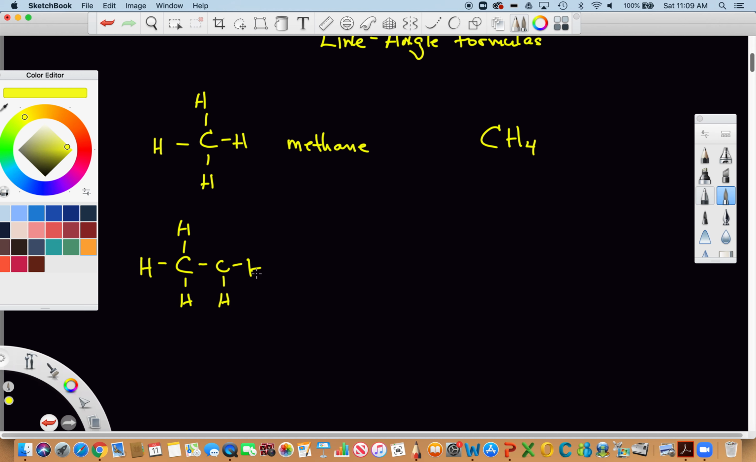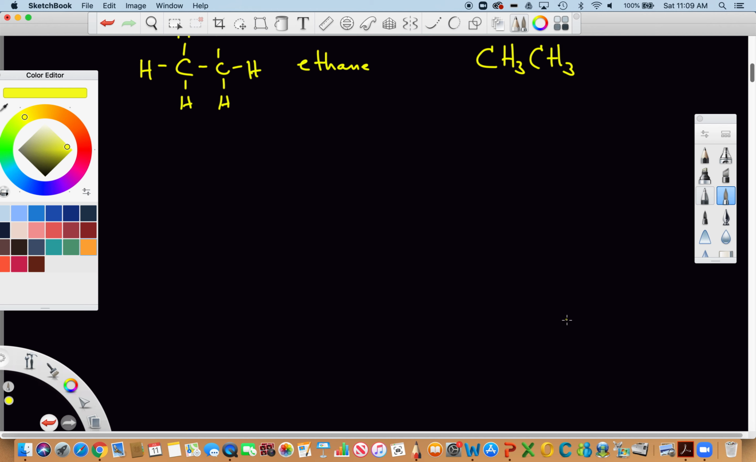And after a while, you get tired of drawing all the hydrogen. This is ethane. Its condensed formula is CH3, CH3. Just going to put my bonds here, then I'm going to come back and put the hydrogen in.